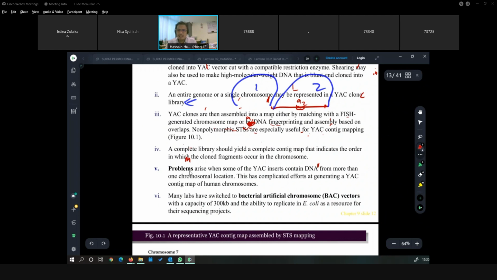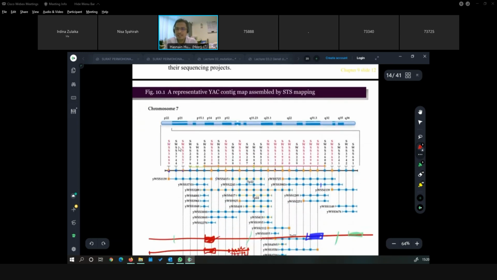But problem arise when some of the YAC inserts contain DNA from more than one chromosomal location. This has complicated efforts at generating a YAC contig map of human chromosome, because sometimes, you know, for example, in this example, you can have a marker that is quite unique, which means that all of the marker are different. But sometimes you can have a marker that can be similar at 2 or 3 position.